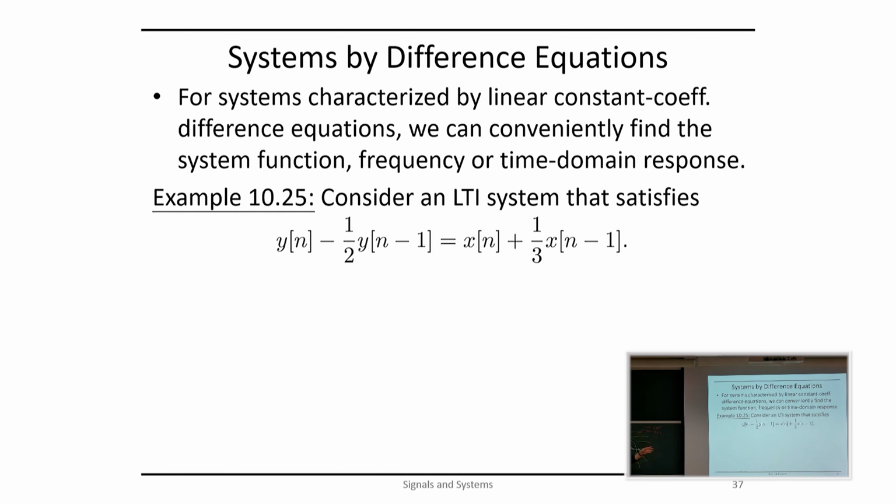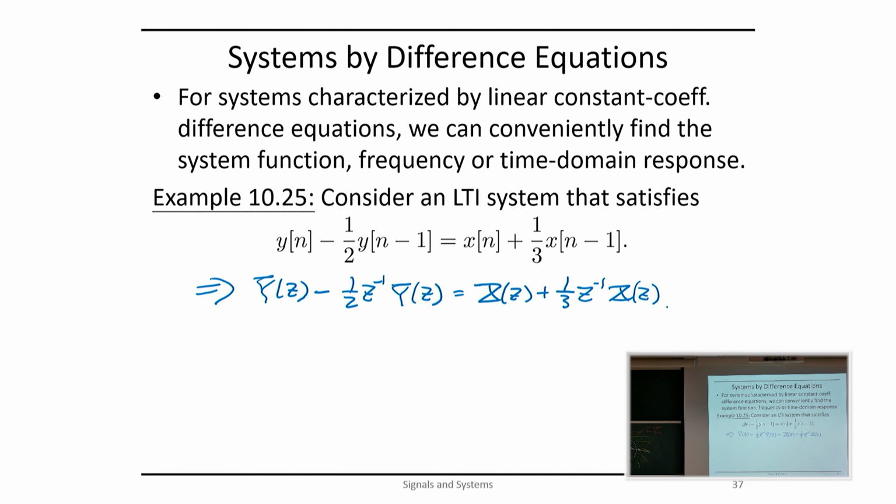The treatment here is the same as continuous time. To get the system function, you do the z transform on both sides. So this will give you Y of z minus 1/2 z to the minus 1 Y of z, because a time shift corresponds to a multiplication of z to the minus the amount of the shift. And on the right-hand side, we have X of z plus 1/3 z to the minus 1 times X of z.